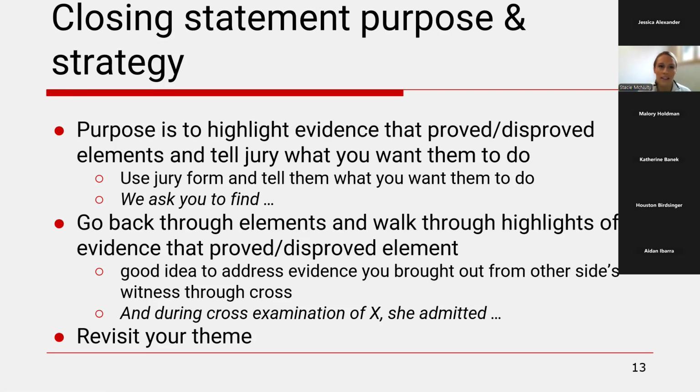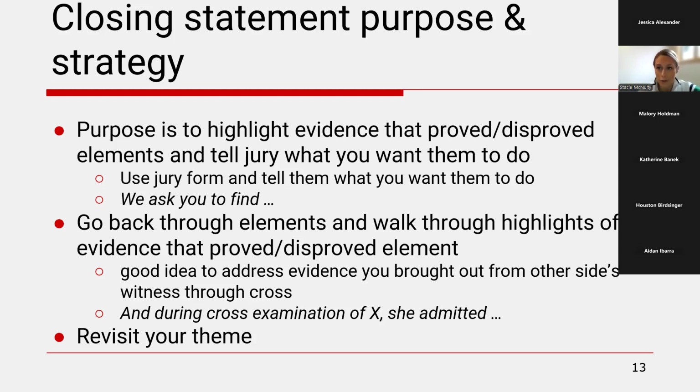For the closing argument strategy, the purpose here is to show evidence that proved or disproved the elements, and then tell the jury what you want them to do. We talked about this jury form back in the beginning, where we pointed out to the jury, here's what we need to prove, here are the elements. Then you'll have the jury form where they submit, where they actually say guilty, not guilty, stuff like that.